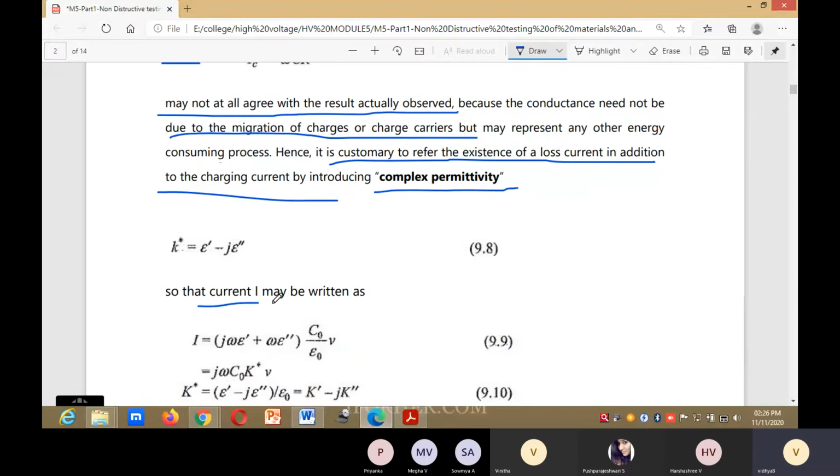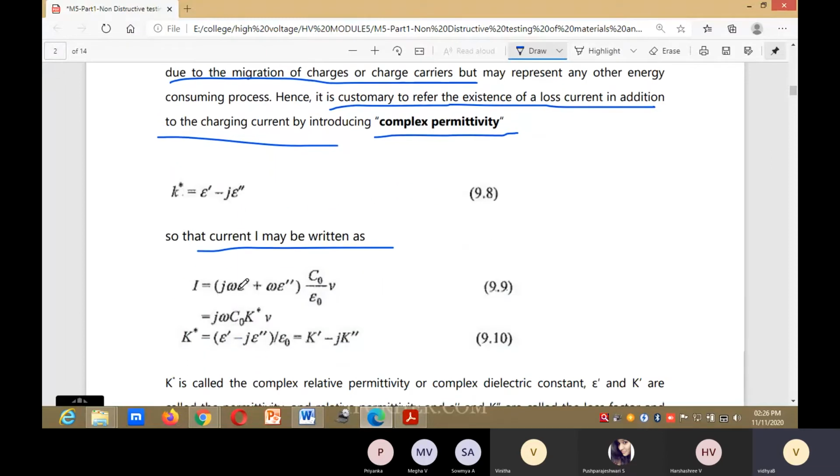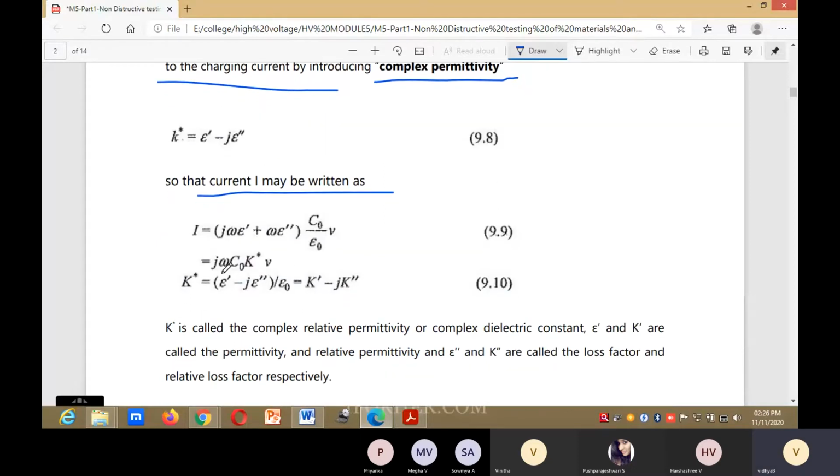So the current I may be written as I is equal to j omega (epsilon dash plus omega epsilon double dash) C naught divided by epsilon naught into V. This can be written as j omega C naught K star into V.